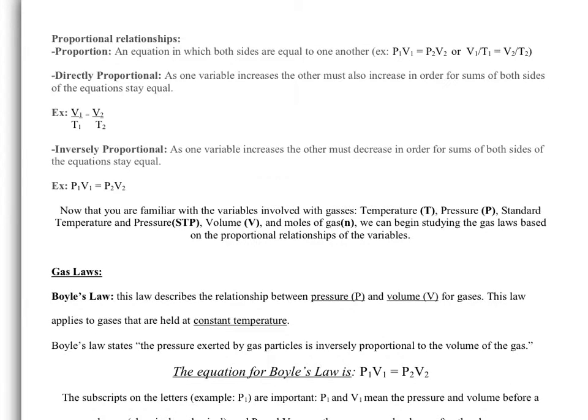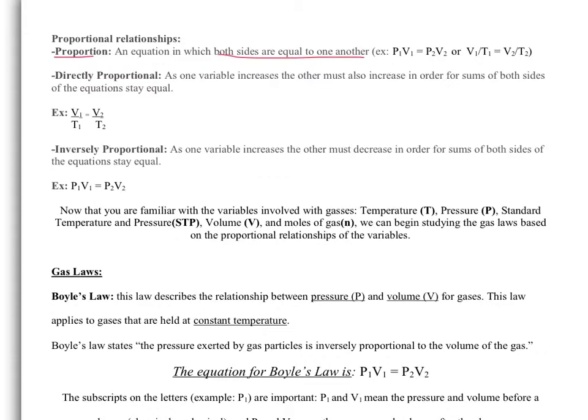Proportional relationships has to do with proportions. That is an equation in which both sides are equal to one another. This is how you know all of algebra to be, right? 2x equals 4. We know x equals 2 because it's the only thing you can multiply 2 by in order to equal 4. Both sides must be equal to 4.